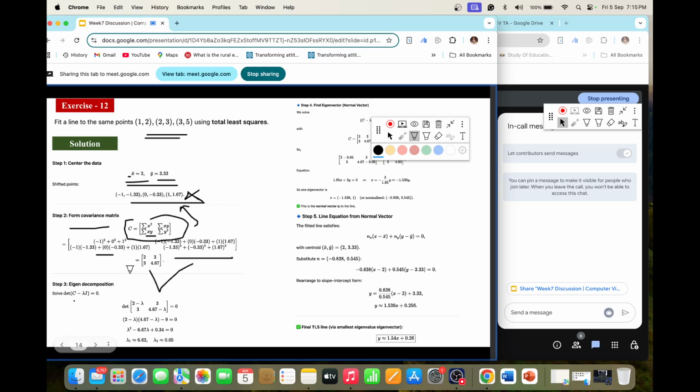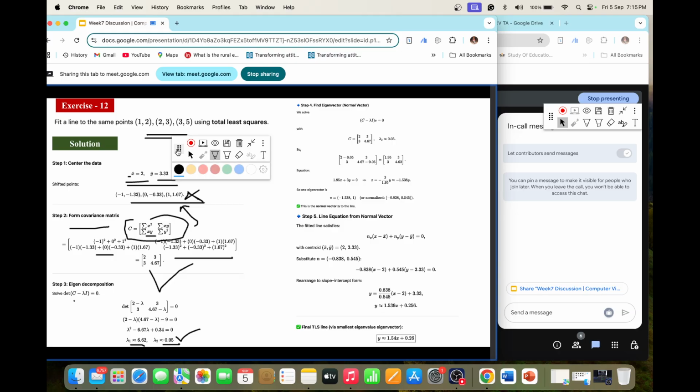As it is a 2 by 2 matrix, we will get 2 eigenvalues. One is lambda 1 equals 6.62, and the other is lambda 2 equals 0.05. Then our slope and intercept will come from the eigenvector of the smallest eigenvalue. So what is the smallest eigenvalue? This is the smallest eigenvalue, so our eigenvector will come from it.